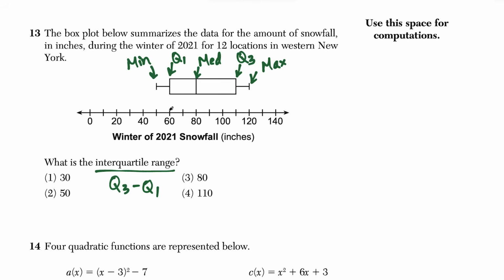But we just label it like this. So when we're looking for the interquartile range, it's just a matter of lining this up on the number line and subtracting those values. So Q3, if I drop this down all the way to the number line, lands at 110. So I would do 110, and then minus Q1, if I drop this down, is going to land on 60. Okay, so Q1 is equal to 60. And if we do 110 minus 60, we're going to get 50. So choice 2 is our answer.